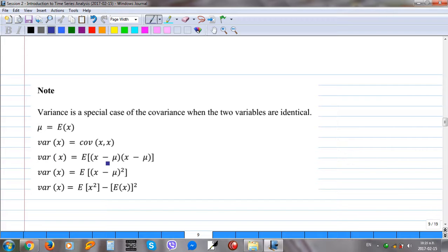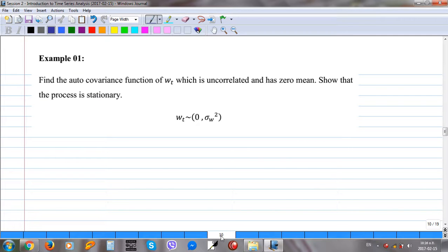And variance of x minus mu, here also you can write x minus mu, then it means variance equals E of (x minus mu) squared. And you can simplify and take this equation: E(x squared) minus (E(x)) whole squared. This equation and these equations are useful when we are solving the problems. Right, now we will move to example 1.